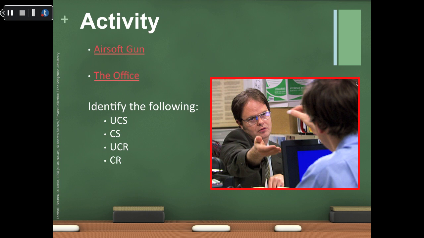The unconditioned stimulus is whatever's shot out of an airsoft gun, the little dart or whatever it is. What's the conditioned stimulus? The conditioned stimulus is the "that was easy" button. What is the unconditioned response? The unconditioned response is the flinch, right? And then the conditioned response is the flinch as well.